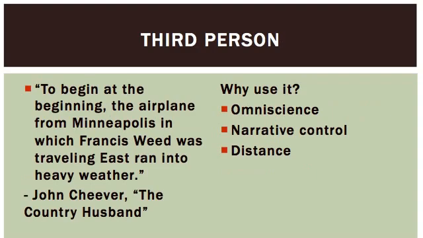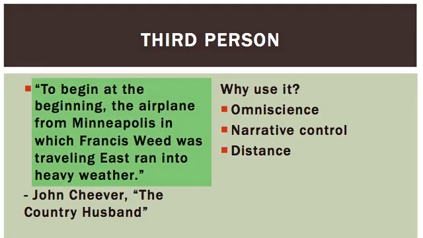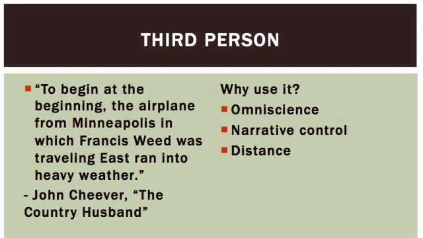The most common form of narration in fiction is third person. Here is Cheever in The Country Husband. "To begin at the beginning, the airplane from Minneapolis, in which Francis Weed was traveling east, ran into heavy weather." So the deal about third person is that it gives us so much narrative control. In a wider omniscience, we can see into every character's thoughts, which can be quite useful. It gives you this narrative control, and you can develop a narrator that has a very interesting distance.